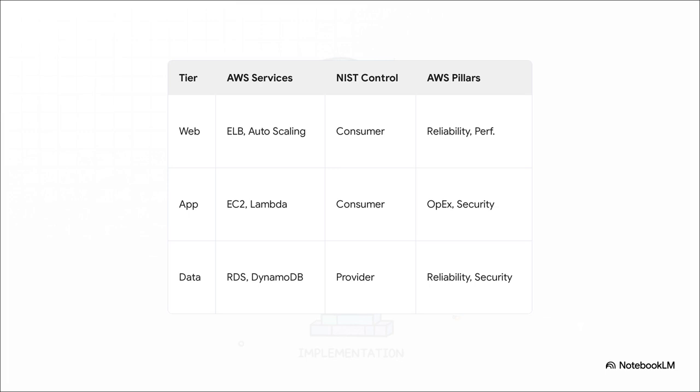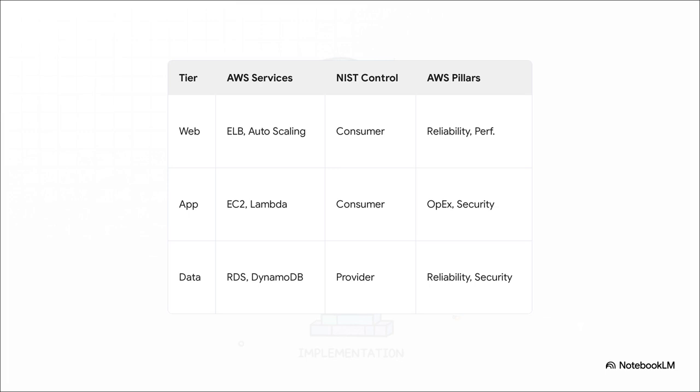Let's look at the web tier. We're using services like elastic load balancing and auto-scaling. Now let's map it. From the NIST side, we're the consumer managing the app. AWS is the provider managing the hardware. Which AWS pillars are we hitting? Well, reliability and performance efficiency, right? We're handling traffic spikes so it doesn't crash.